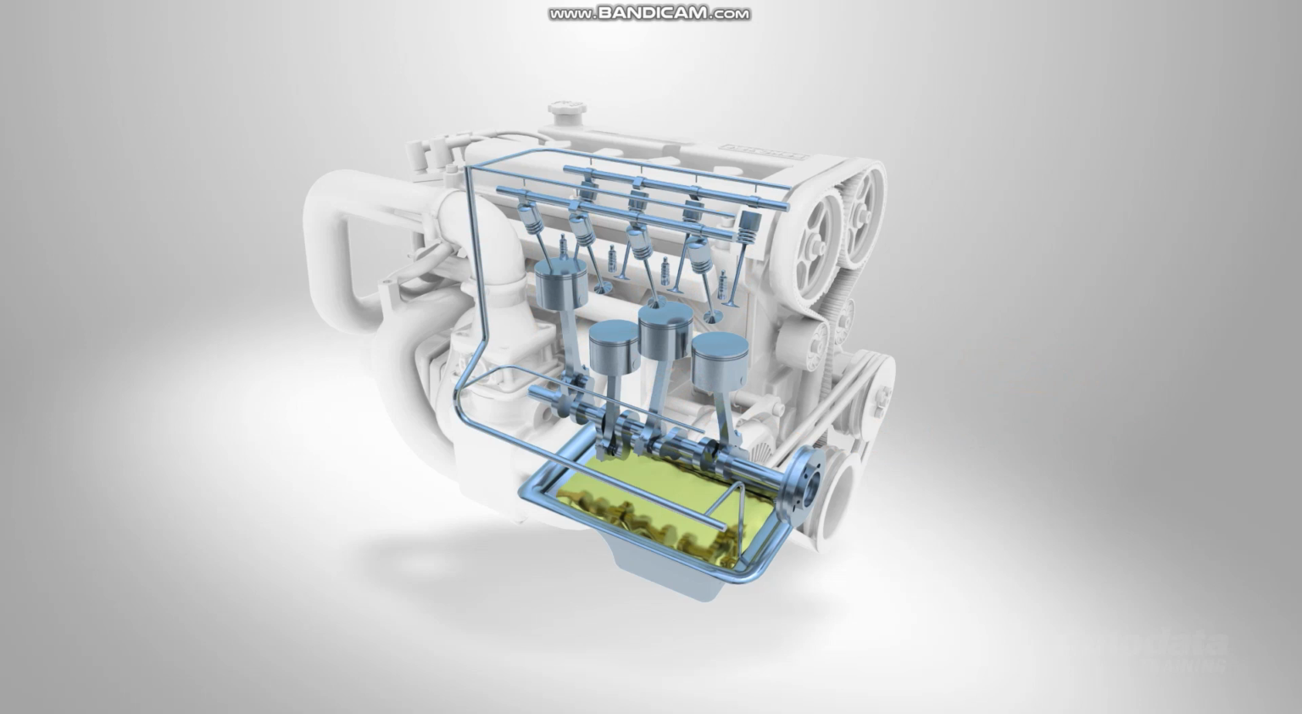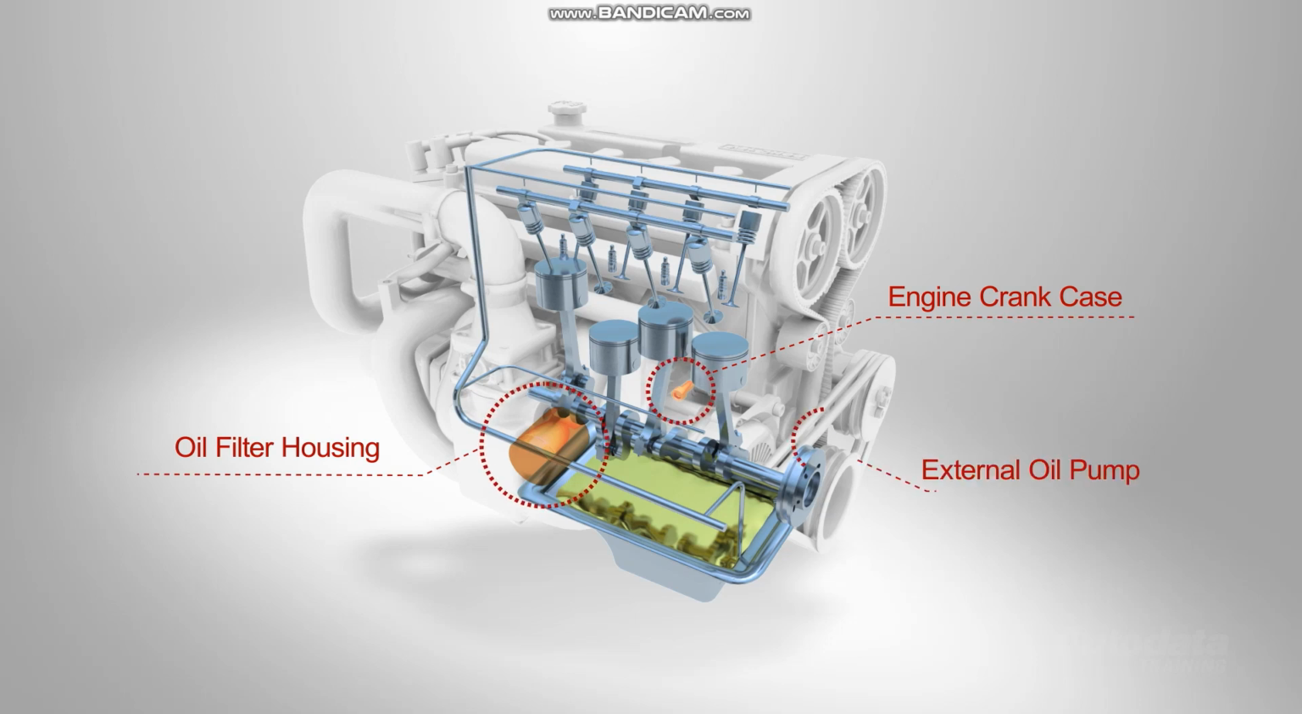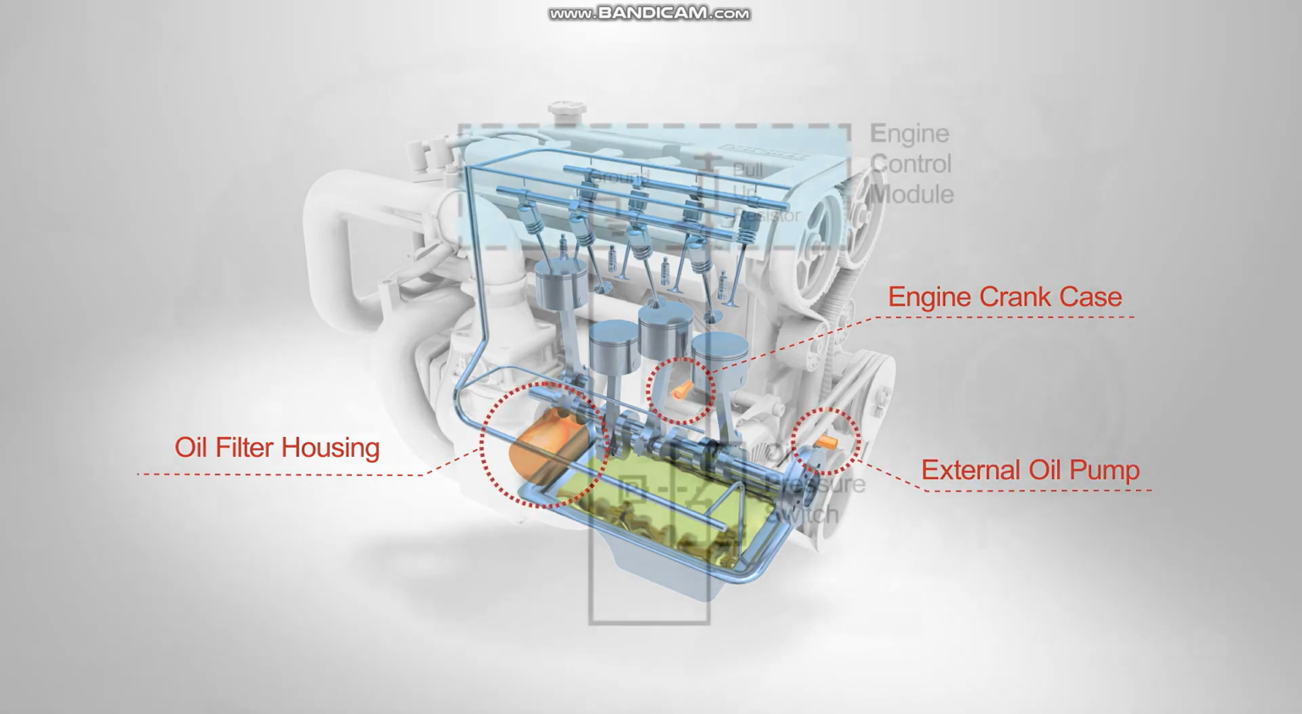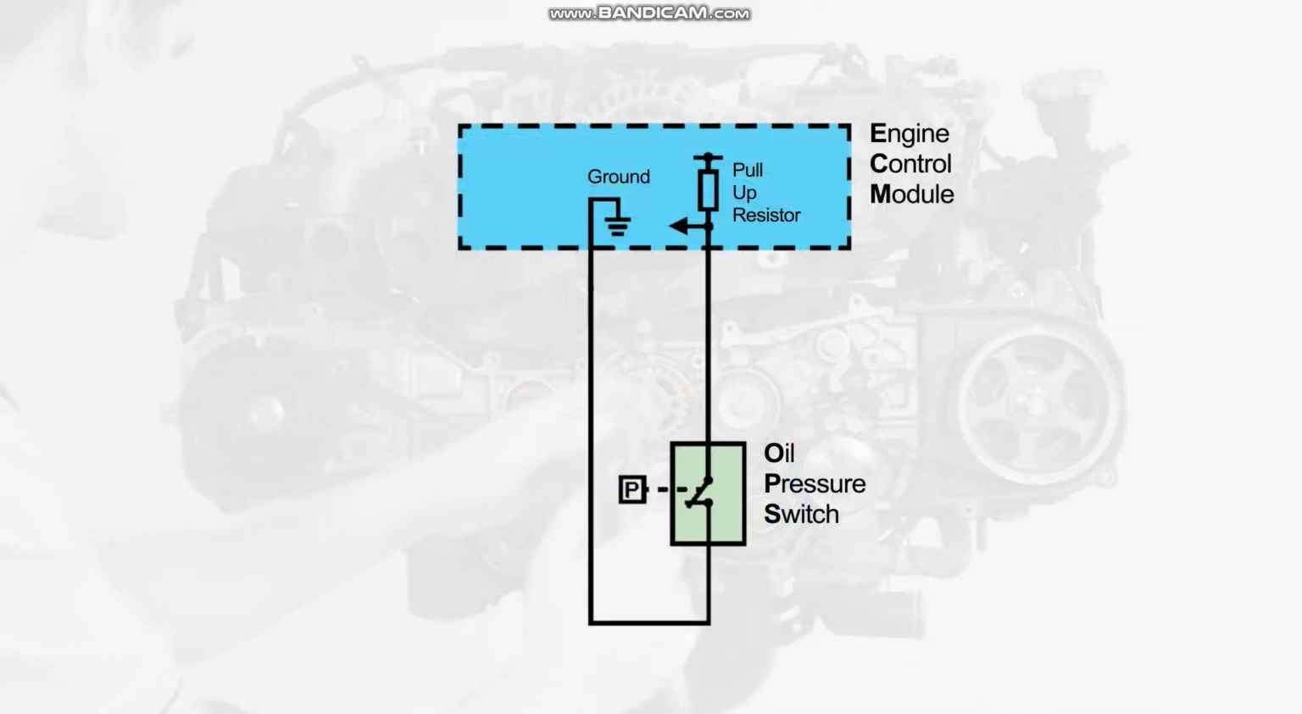Some of the locations for the oil pressure sensor are on the engine crankcase, oil filter housing, or directly on the external oil pump. This is a typical schematic for a two-wire oil pressure sensor circuit. It consists of a low reference or ground from the ECM and a signal circuit connected to a pull-up resistor. The signal circuit voltage will be either 5 volts or 0 volts.